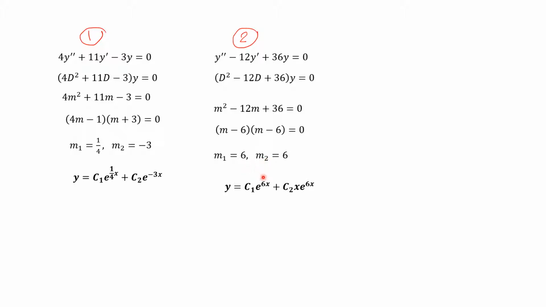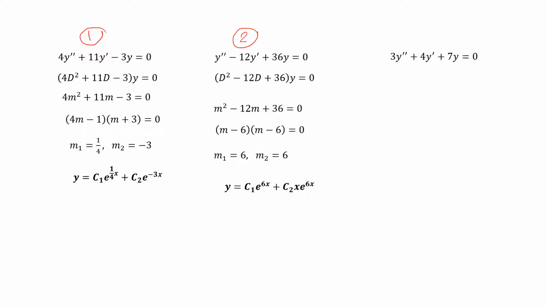You just start with C1 e to the 6x and then C2 x e to the 6x. So there is both e, but only C2 will be mixed with x.